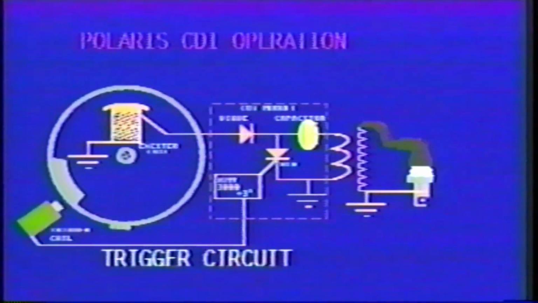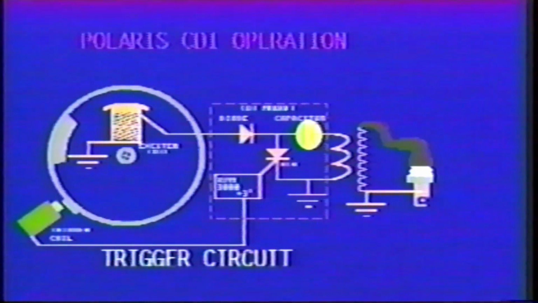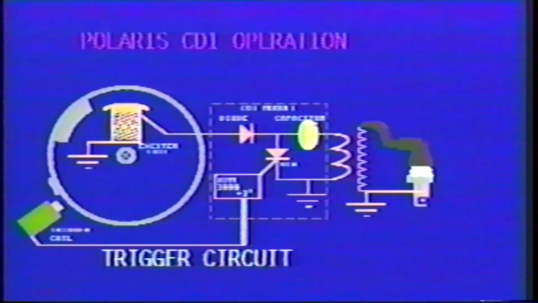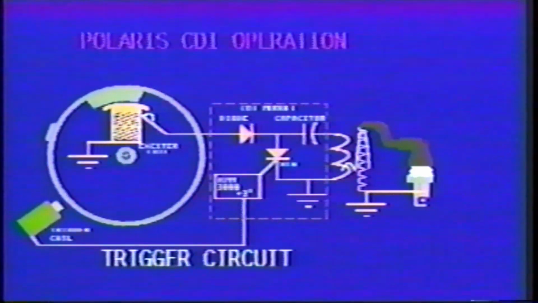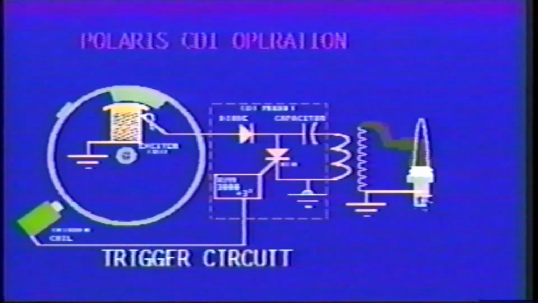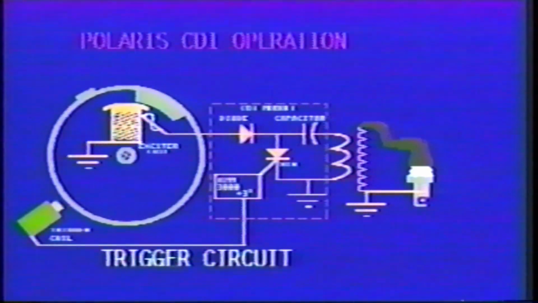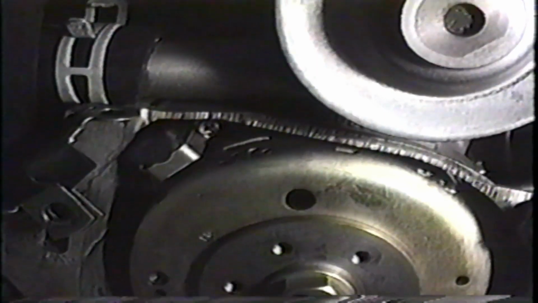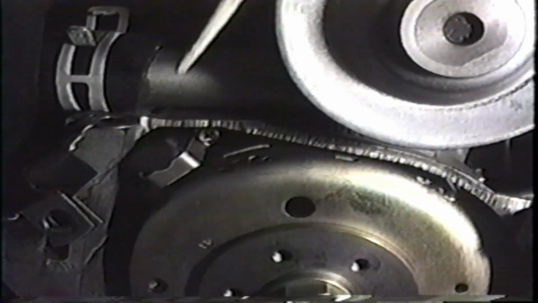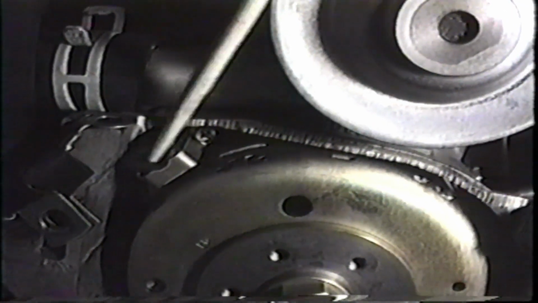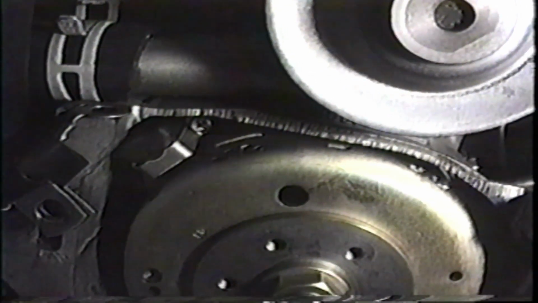The trigger signal is produced by the AC generator and processed by the CDI module to determine the ignition timing advance curve. There are two ways of generating the trigger signal on a Polaris CDI ignition system. Polaris three-cylinder snowmobile and personal watercraft engines use a separate external coil to provide the trigger signal. The 400 and 425 cc ATV engines with the 200-watt alternator also use the external trigger coil.